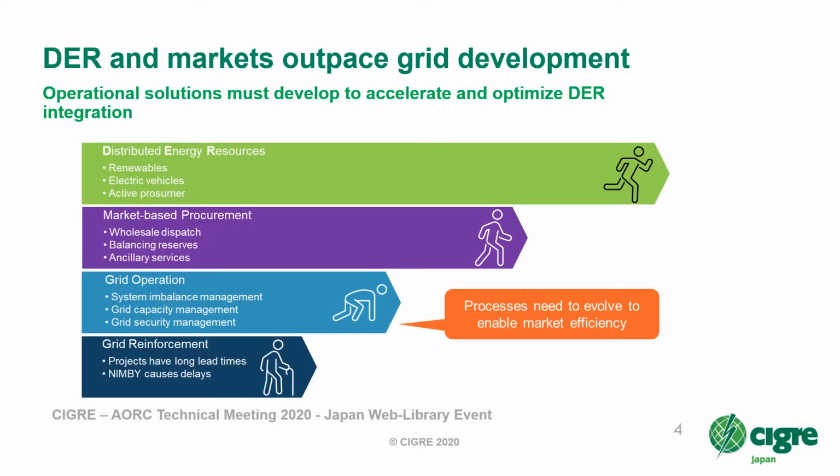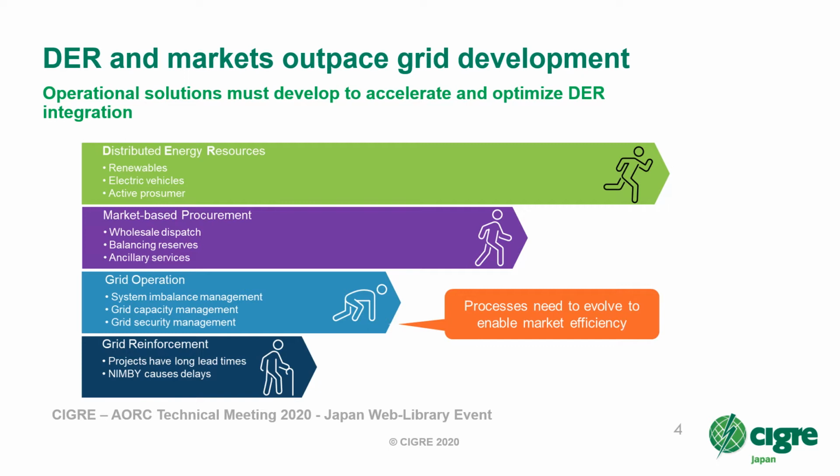Distributed energy resources, or DER, like renewables, electric vehicles, and active prosumers are growing at a rapid pace. This is actually not unique to Europe, it's a global trend. To distribute the benefit of cheaper energy across wider geographic scope, various aspects of power supply are transitioning to market-based procurements. We're seeing this in the form of transitioning to wholesale dispatch markets, capacity markets, balancing reserve markets, and some ancillary service markets. Market rules are changing, but the market efficiency goals can only be achieved if the grid enables the transaction of flows.